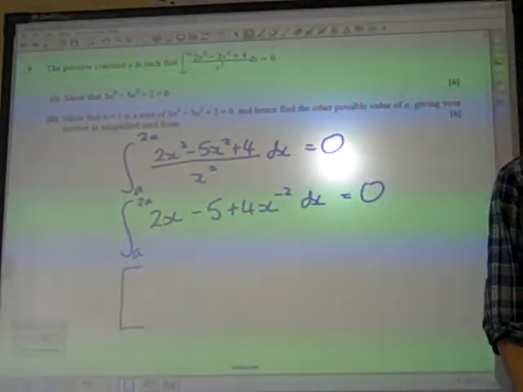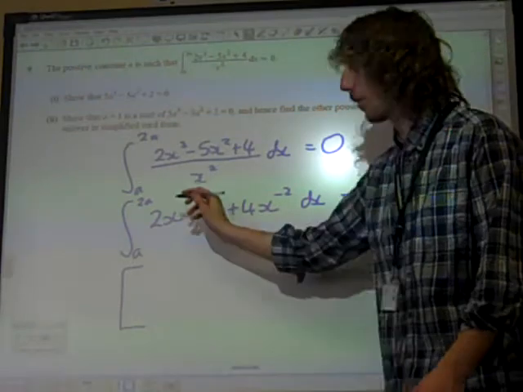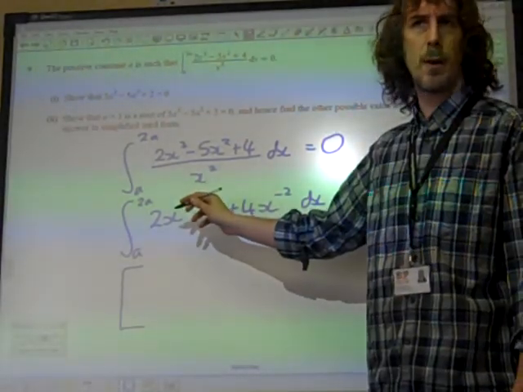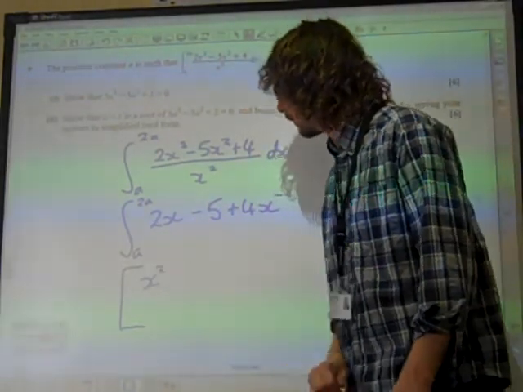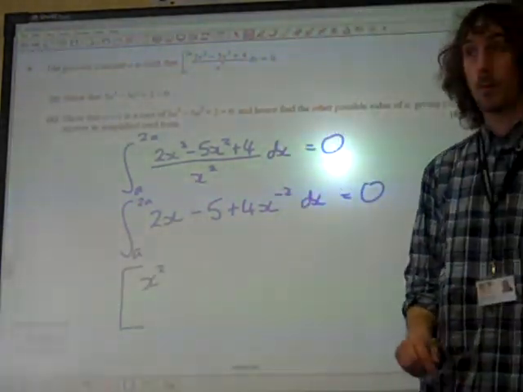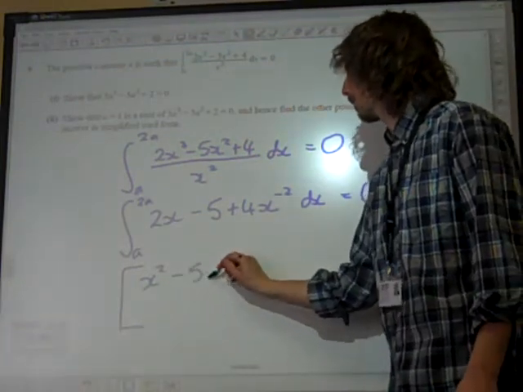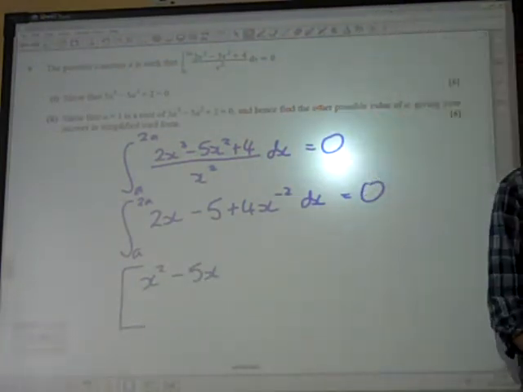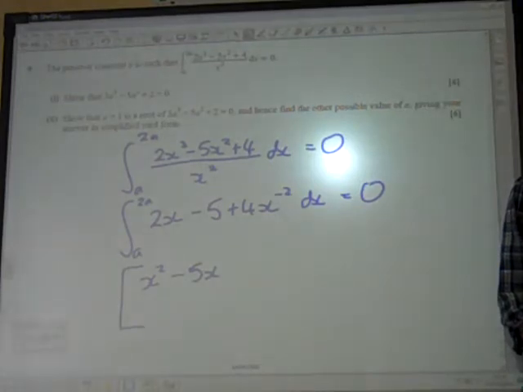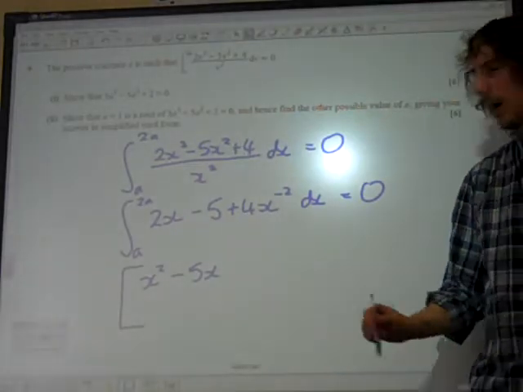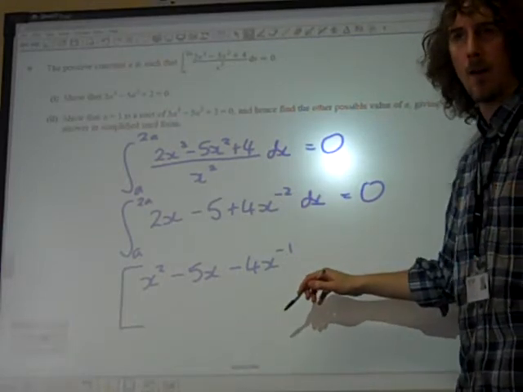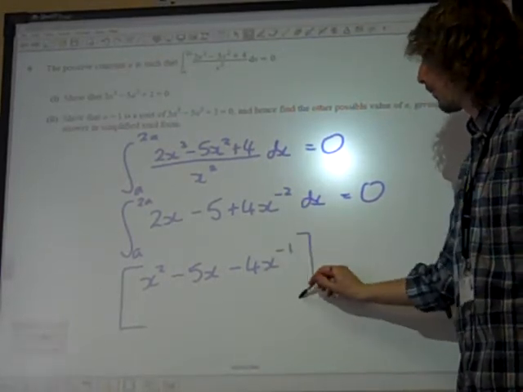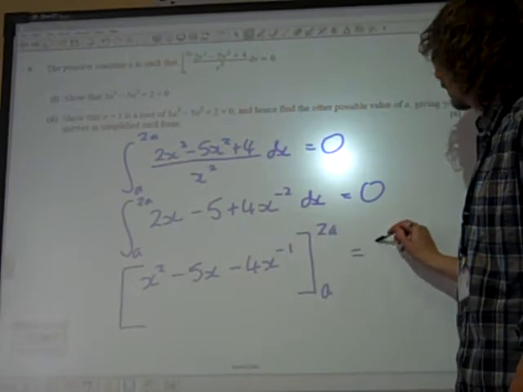Remember we did it between square brackets now once we've done that. 2x. What's 2x going to go to when we integrate it? X squared. Just x squared, because the 2 will cancel out. What will 5 go to? 5x. And careful again with this, 4x to the minus 2. What's that going to integrate to? Minus 4x to the minus 1. We've added 1 to the power and divided by the new power. So it's 4 over minus 1, which is minus 4. Between a and 2a is equal to 0.